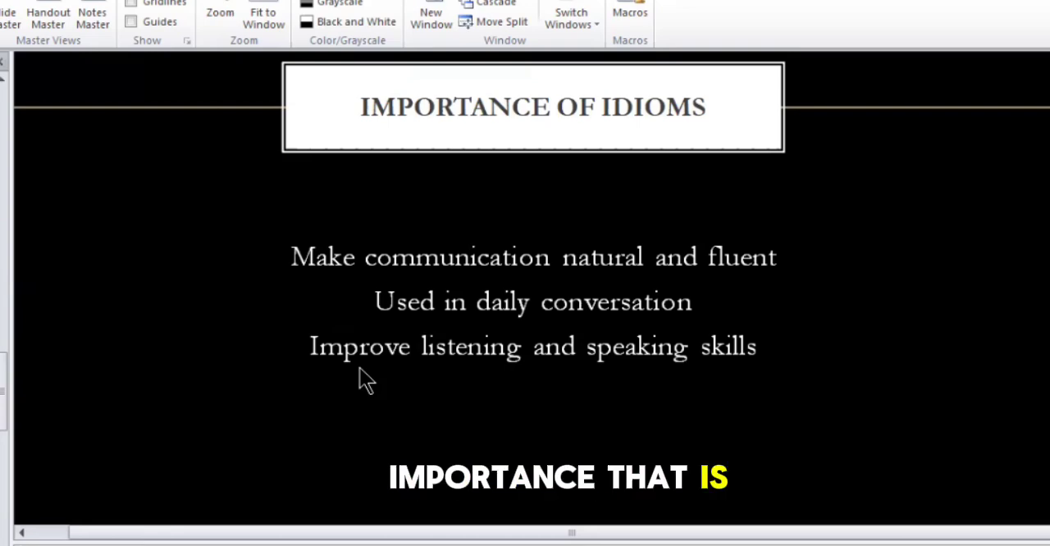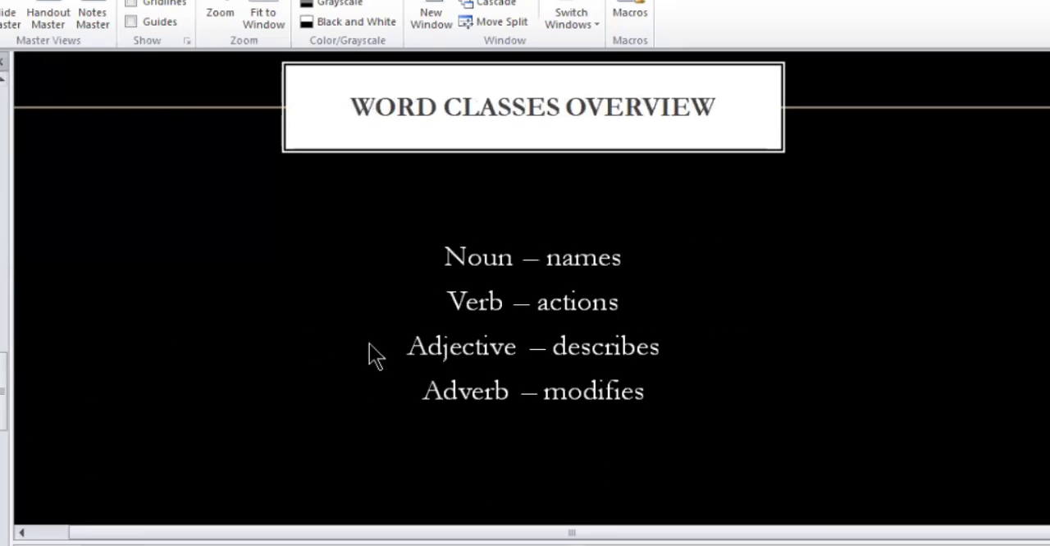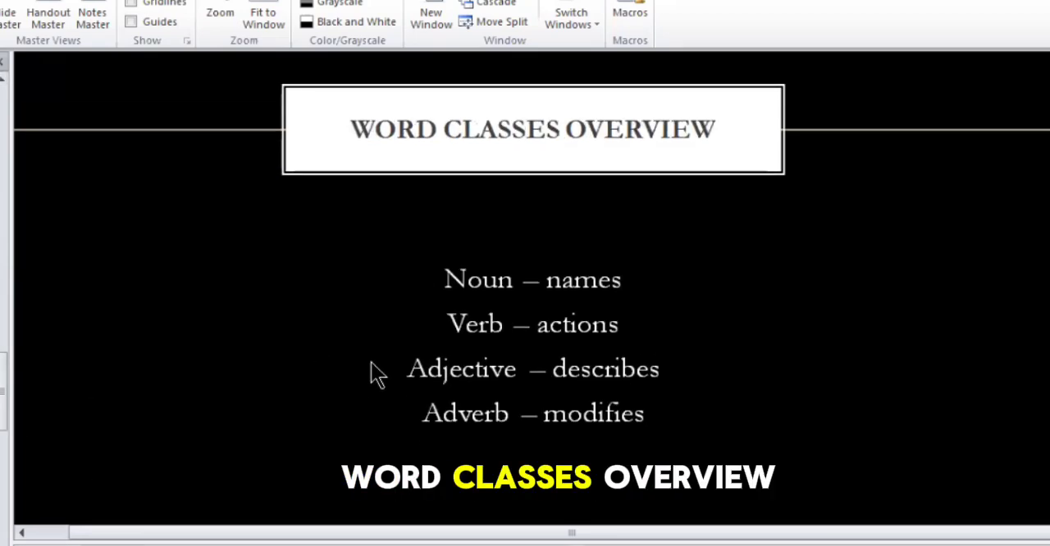क्लियर. Last one is its importance. That is, it improves your listening and speaking skills. Like if you use idioms in your speaking skills, it would be more effective, and it will have a pleasing effect, also an appealing effect for the audience as well. Then we have word classes overview.